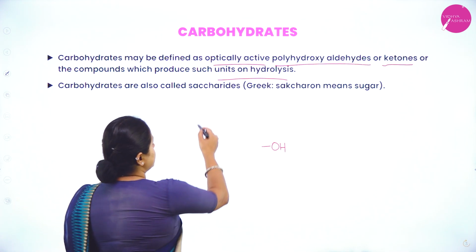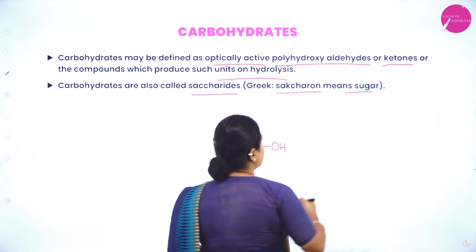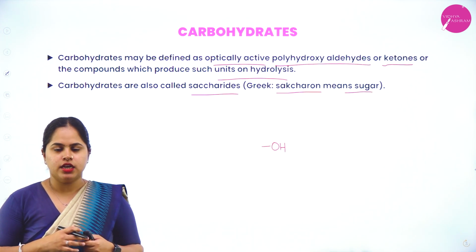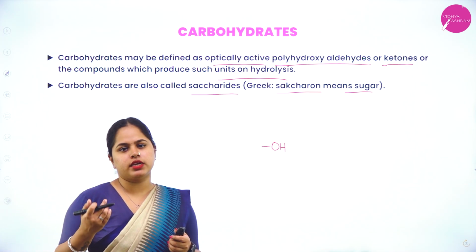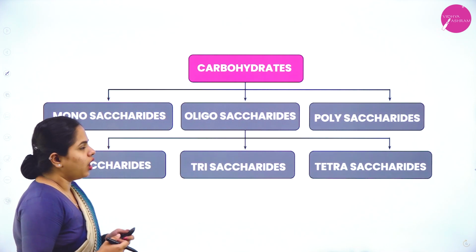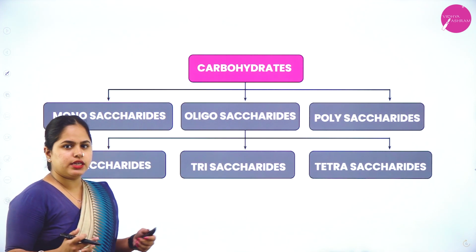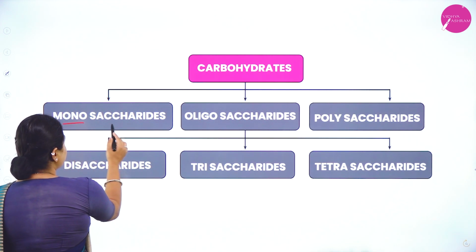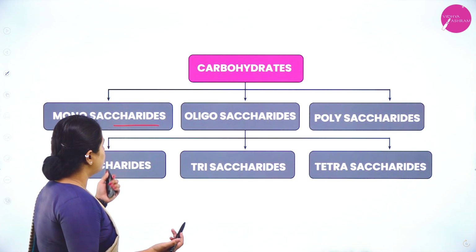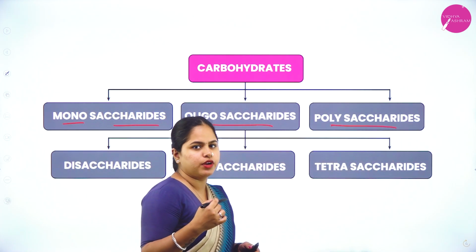Carbohydrates are also called saccharides, which in Greek comes from the word saccharon, which means sugar. So this is the general introduction about carbohydrates. They are optically active polyhydroxy aldehydes or ketones. In detail we are going to study about this. So let's see how carbohydrates are classified. Carbohydrates are majorly classified into monosaccharides, oligosaccharides and polysaccharides. Saccharides, we know, is another name for carbohydrates itself.